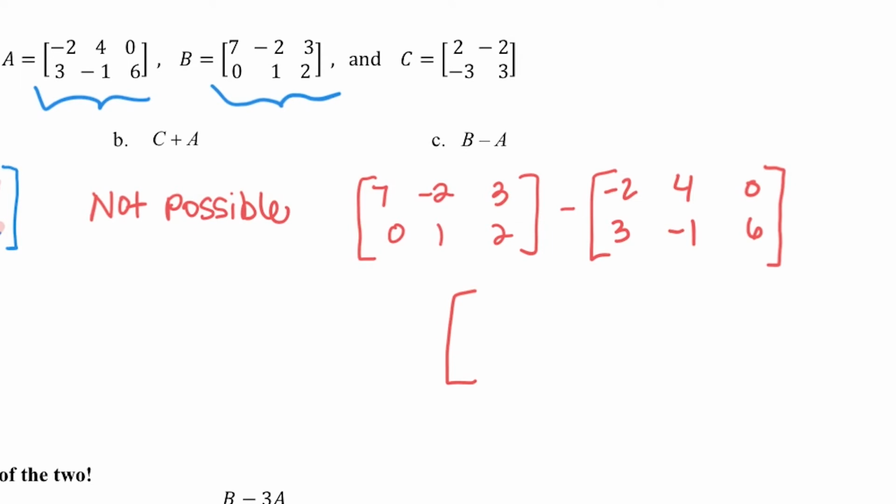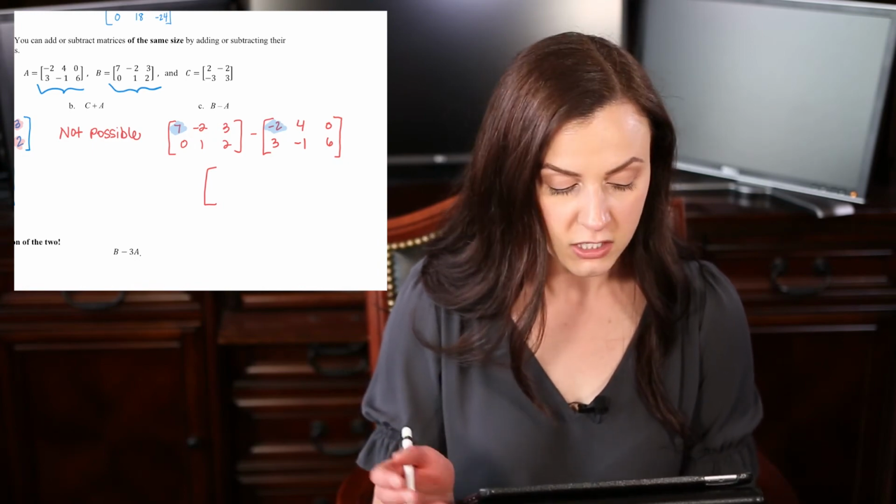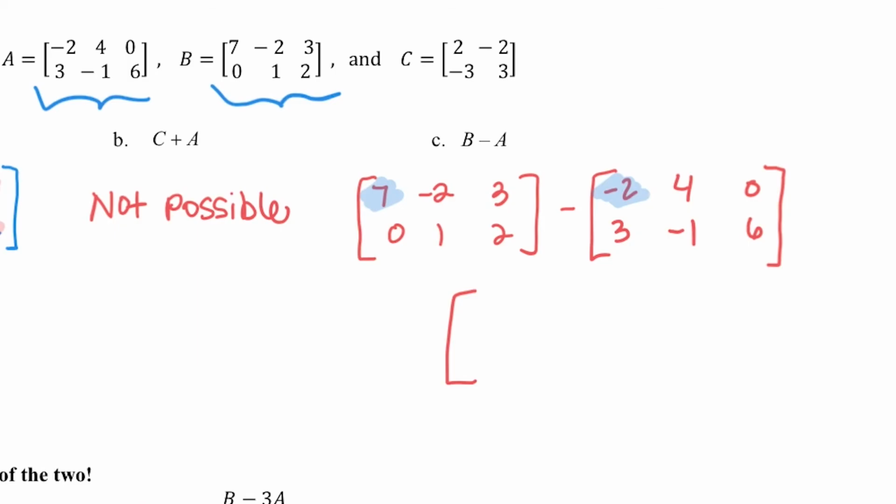So in the top left, we have 7 minus a -2. That's where you have to be careful because you're subtracting a negative. So 7 minus a -2 gives us 9. Then we have -2 minus 4, which is -6. 3 minus 0, which is 3.